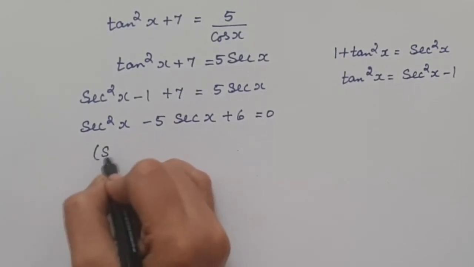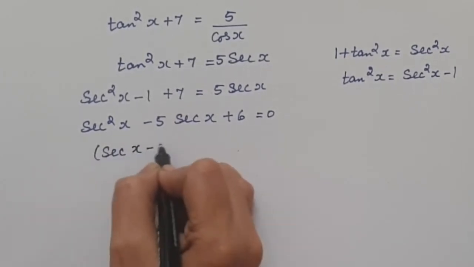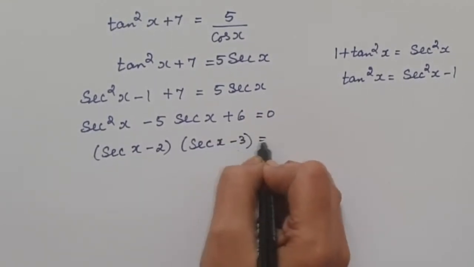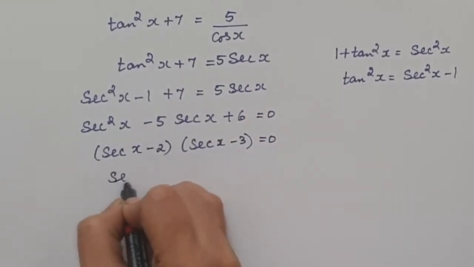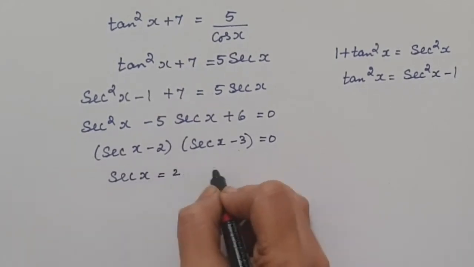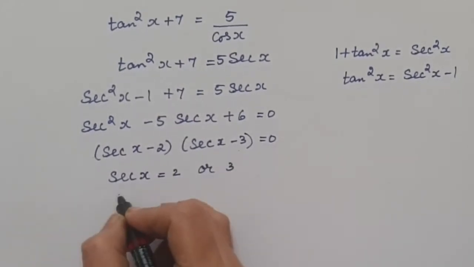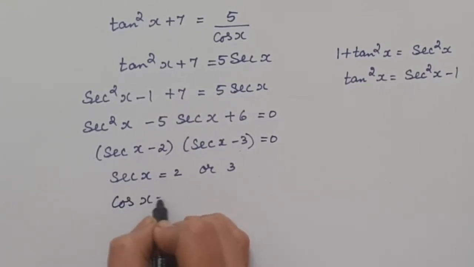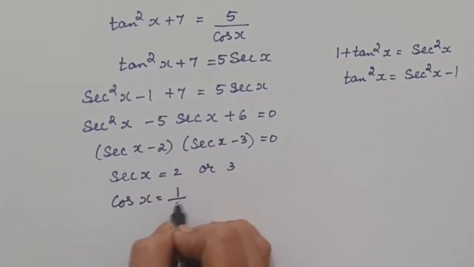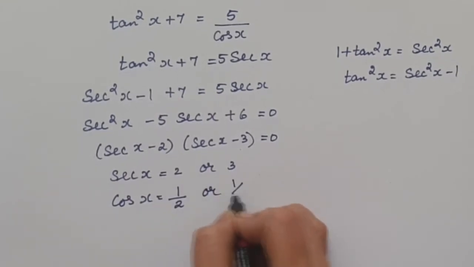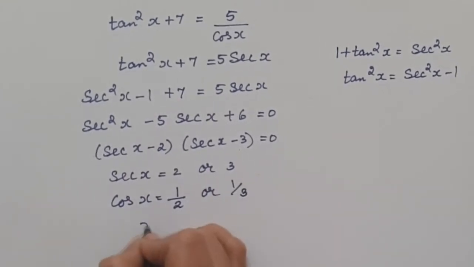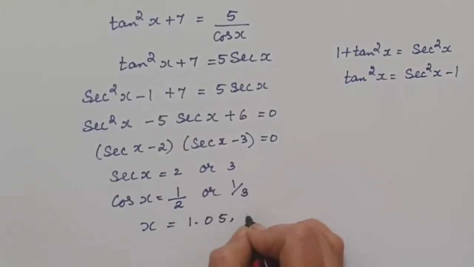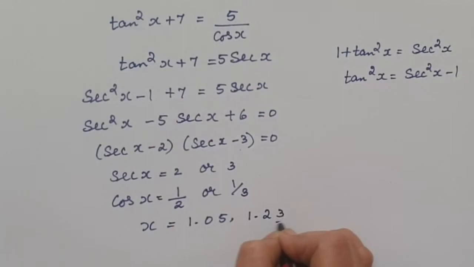So when we factorize it, it comes as secant x minus 2 and secant x minus 3 will be equal to 0. So secant x will be equal to 2 or 3. That means when it is secant, we can write it as a cos. Cos is the reciprocal. Here we take the reciprocal and write, so cos x equals 1 over 2 or 1 over 3. So the values of x will be equal to 1.05 or 1.23.